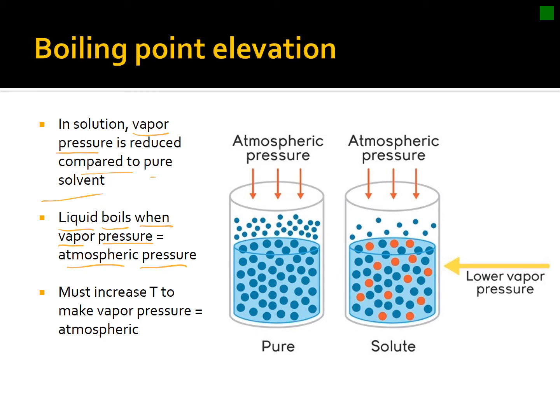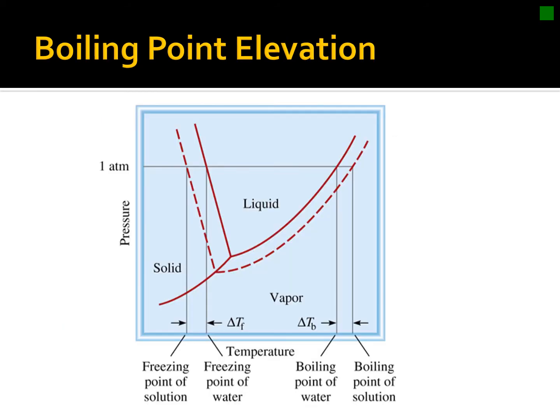So if we look at when we add a solute, you have lowered your vapor pressure. So in order for it to actually boil, you must increase your temperature to make your vapor pressure equal your atmospheric pressure. So with boiling point elevation, let's say I'm trying to boil water at sea level. So I've got my normal boiling point. Remember, this is the curve of my vapor pressure; by adding my solute, it decreases your vapor pressure.